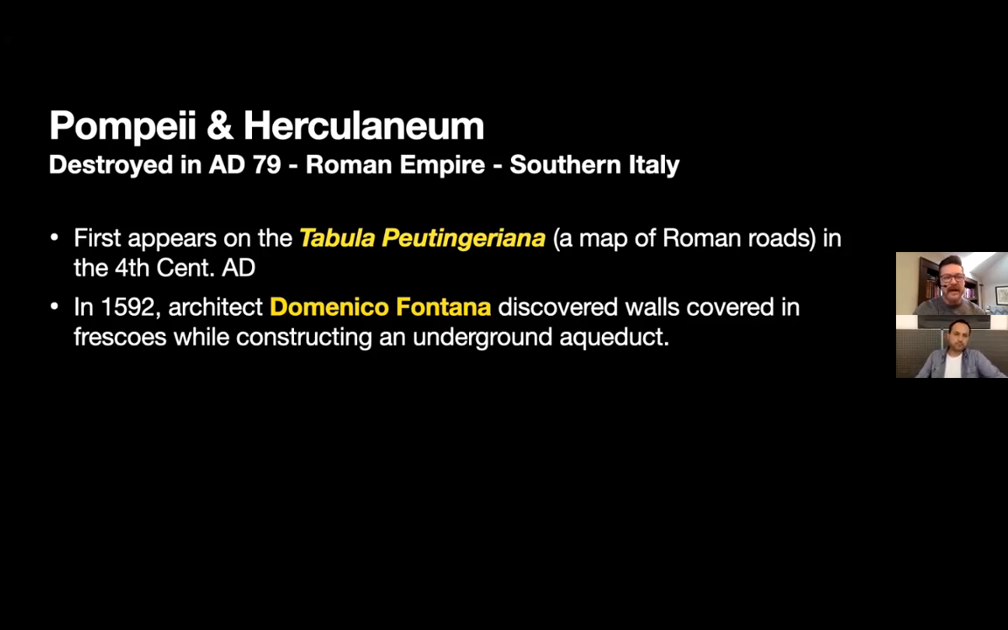In the year 1592, an architect named Domenico Fontana discovered walls sticking out of the ground that were covered in frescoes, which are paintings, while constructing an underground aqueduct. Where was that, sorry? In Italy, the same place? Yeah, this is when he first discovered it sticking out of the ground, Pompeii.